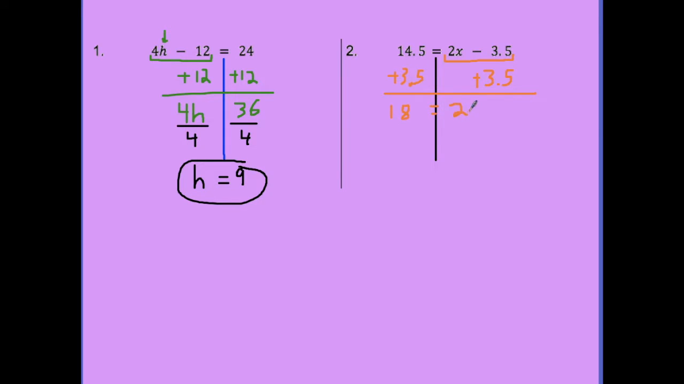Over here we have 2x. So we're going to divide by 2, divide by 2, and we end up with 9 equals x. Try to keep the variable on the side that it's on because that will be important with other skills as well.